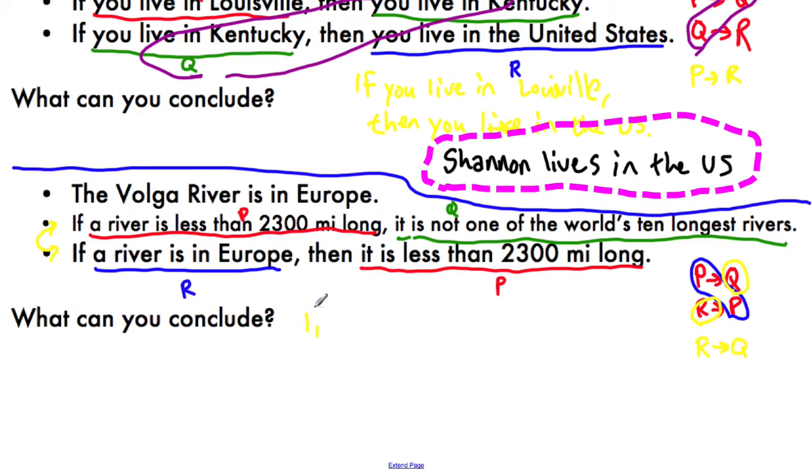So that's saying if a river is in Europe, then it is not one of the world's 10 longest rivers.